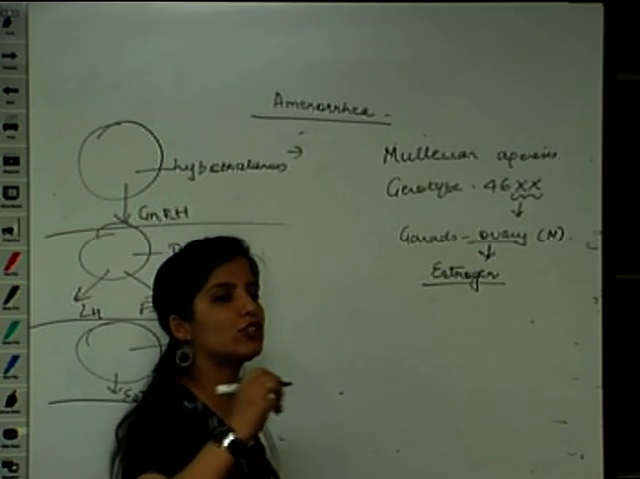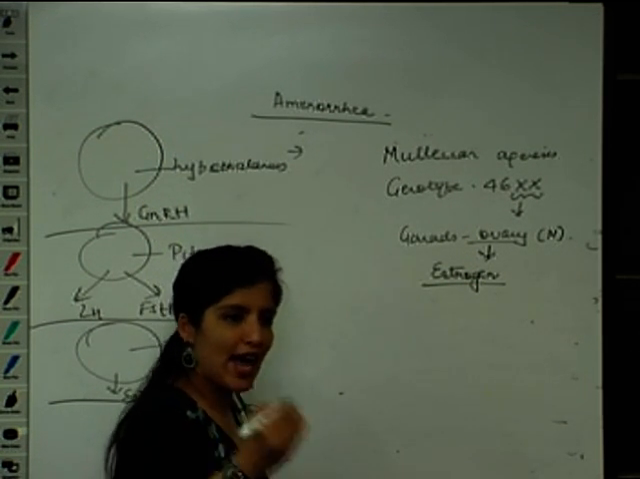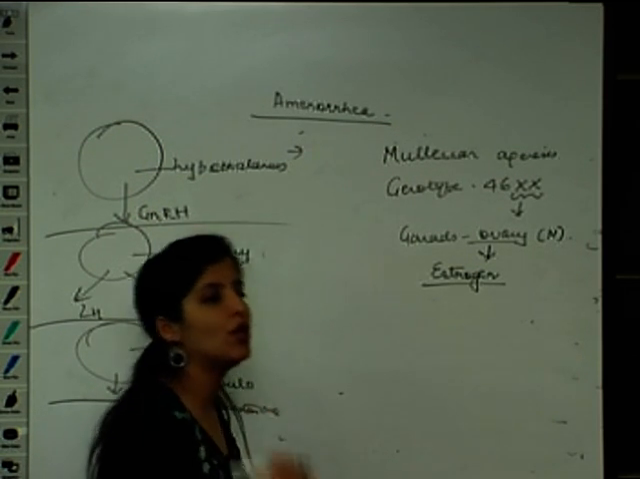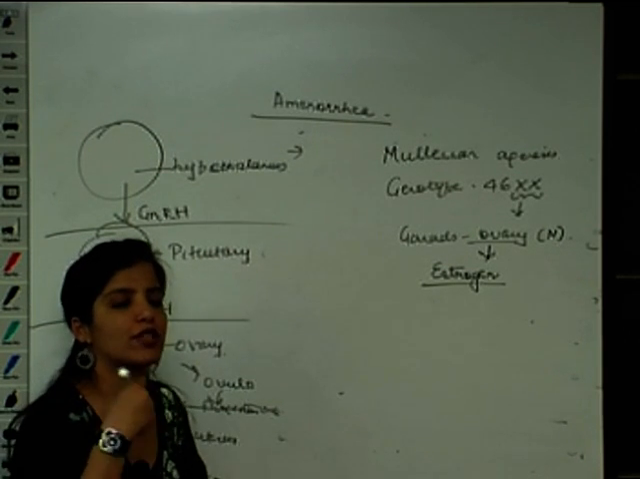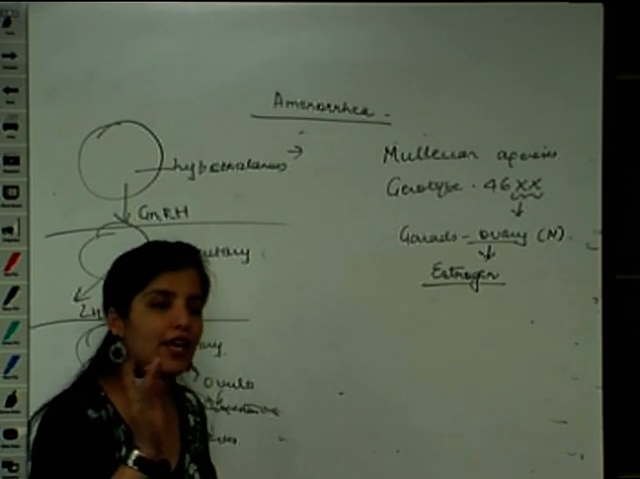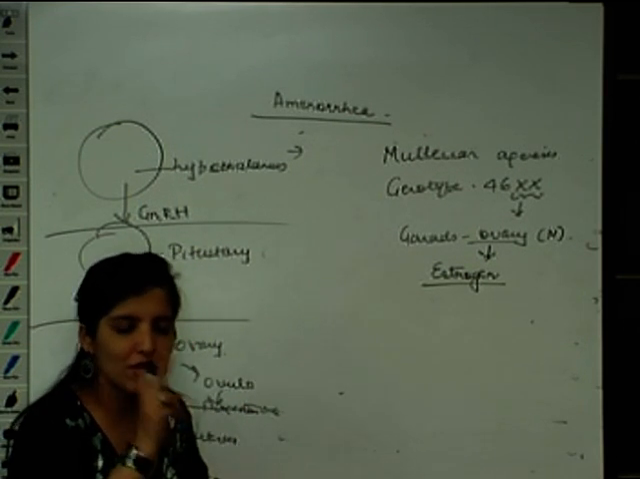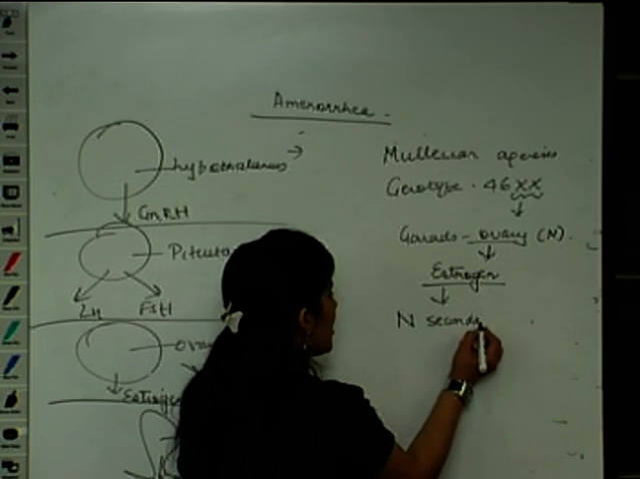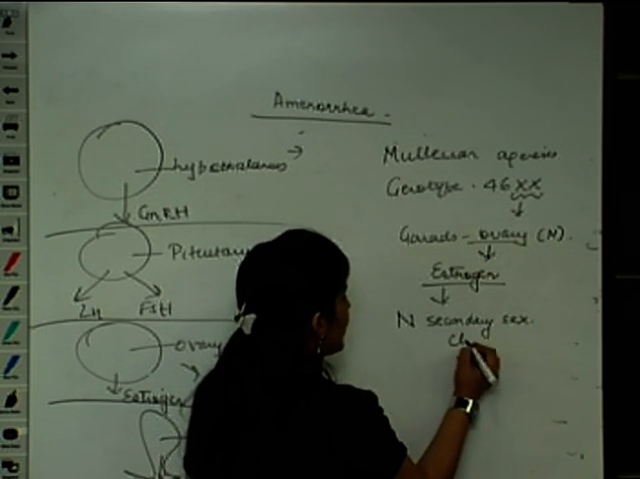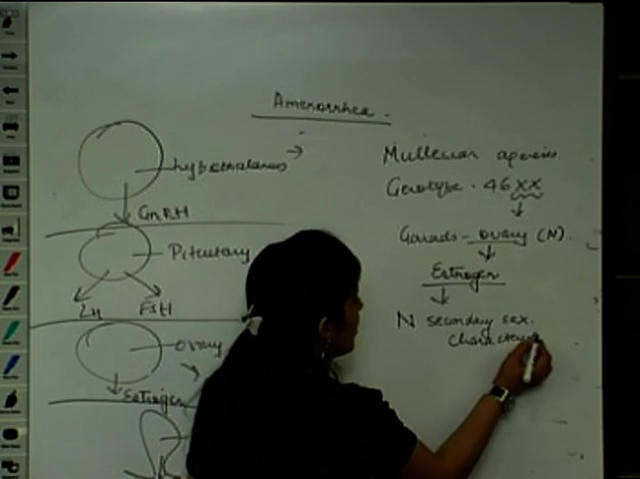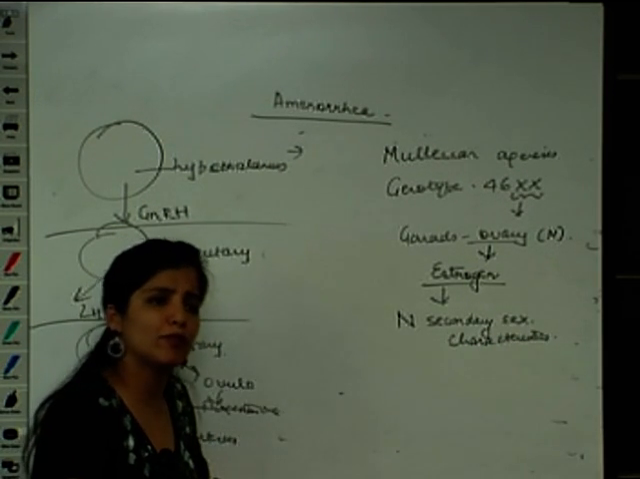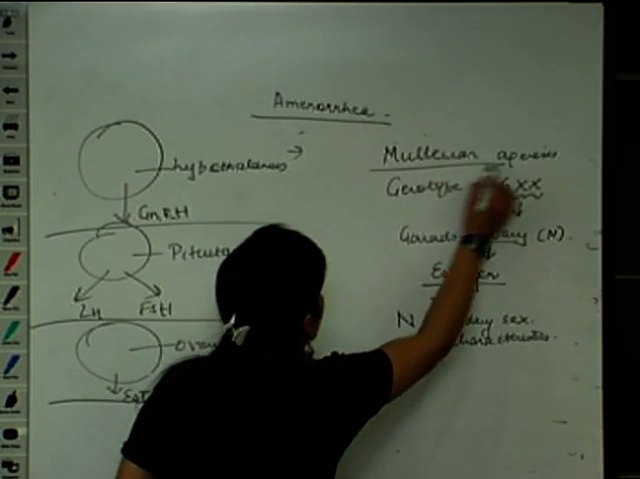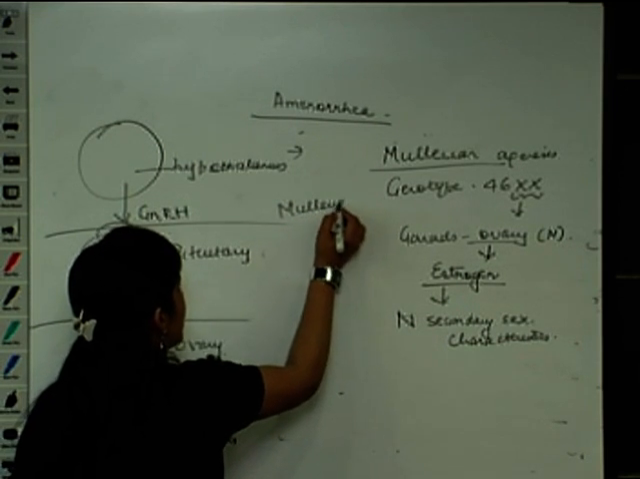This means the levels of estrogen in these females are adequate, and I told you the hormone responsible for secondary sexual characteristics in females is estrogen. This means these females will have normal secondary sexual characteristics. So what is the problem here? Why aren't these females menstruating? These females do not menstruate because the problem is Mullerian duct is absent.